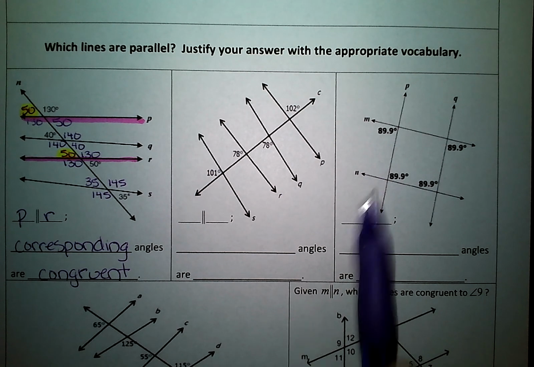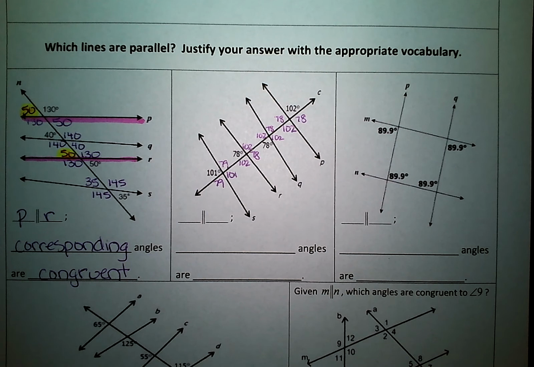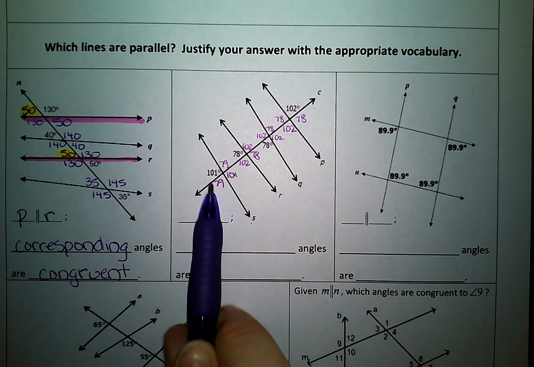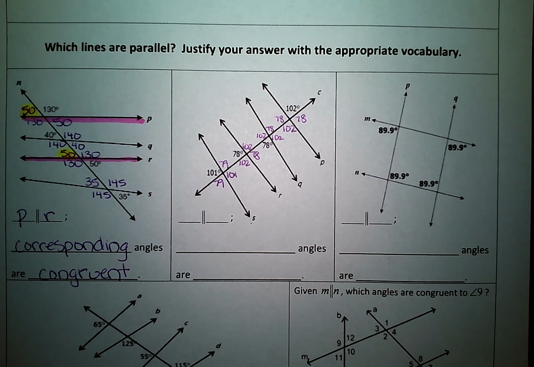I'm going to pause the video and find all the missing angle measures in this second example. Okay, I've listed out all the angle measures that were missing using vertical angles and linear pairs. Now I'm going to be looking for a corresponding set of angles that is congruent. I can definitely rule out line S. It's the only set of angles that does not use 78 degrees and 102 degrees.